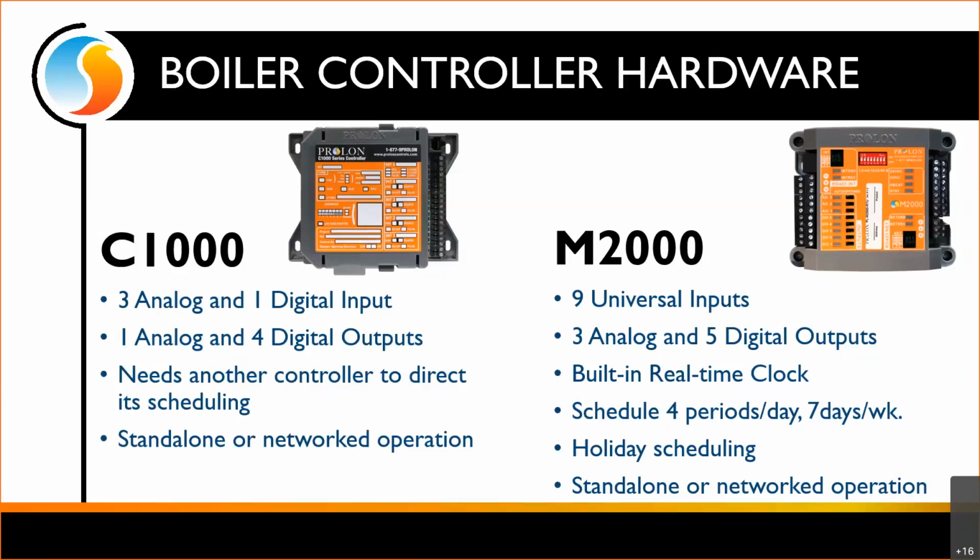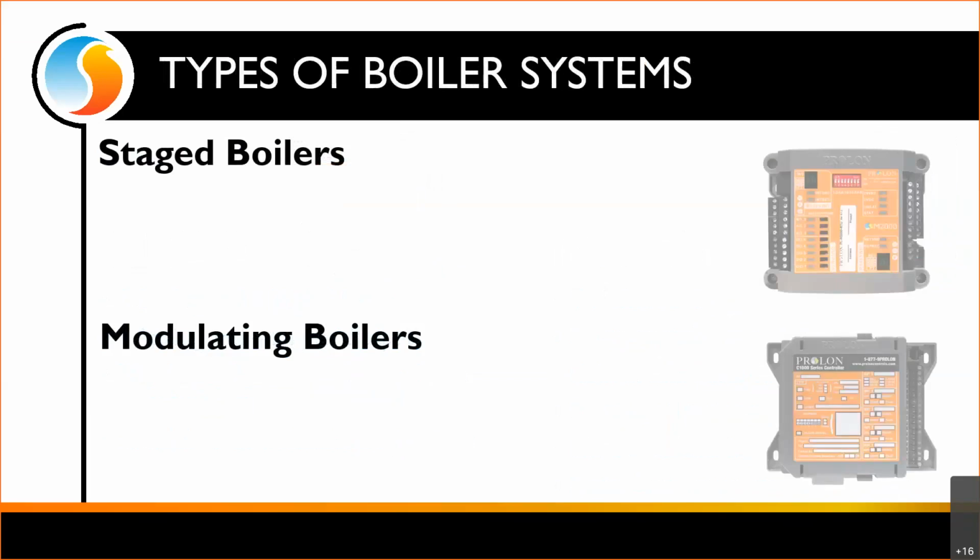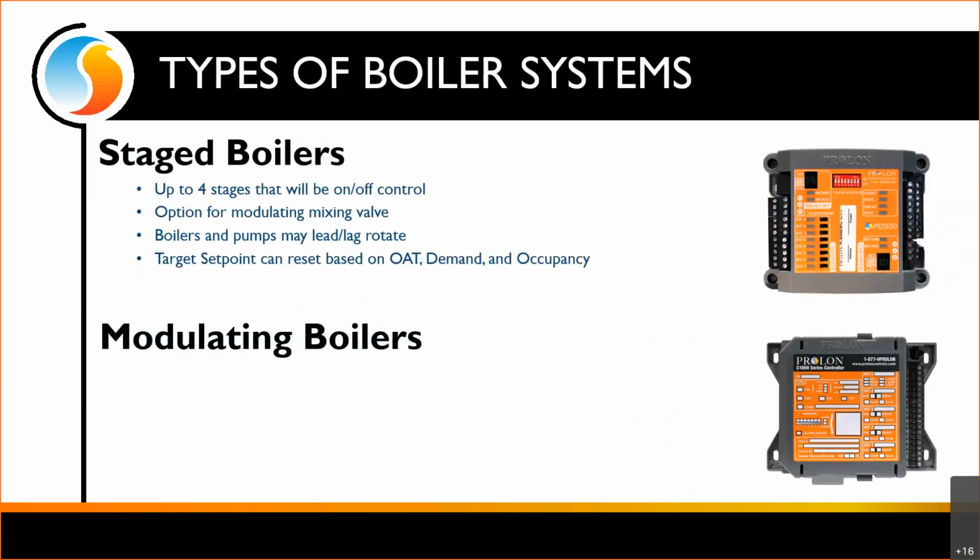Okay, so types of boiler systems that we can handle out there. We've got staged boilers. In the most capable hardware, we're going to be good for up to 4 stages that they're going to be on-off control. We have options in there where you can add a modulating mixing valve. We can handle pumps, so up to 2 pumps in there. They can lead lag rotate as well as the boiler, so that we make sure we are spreading out the wear and tear on all of the equipment and everything's wearing evenly.